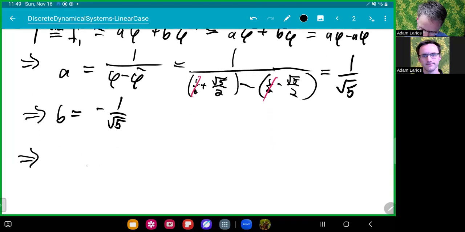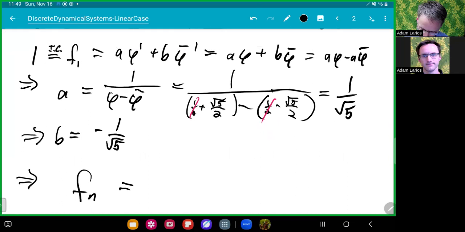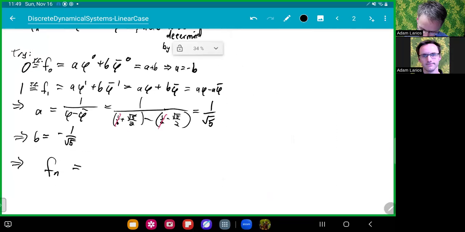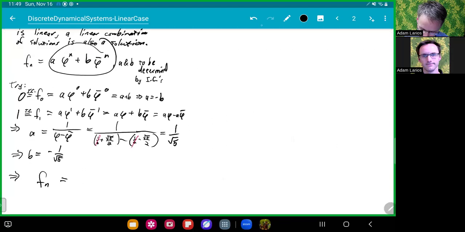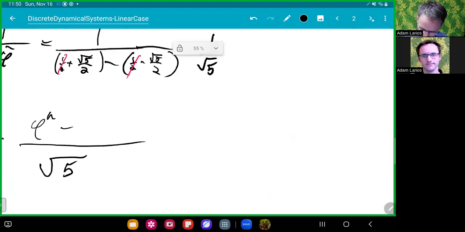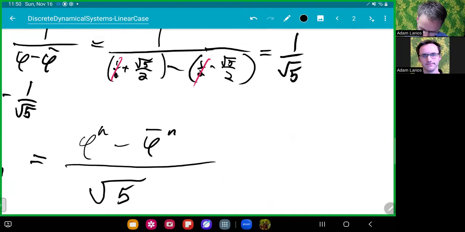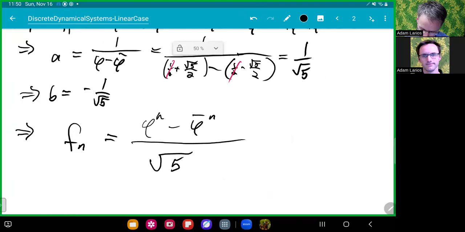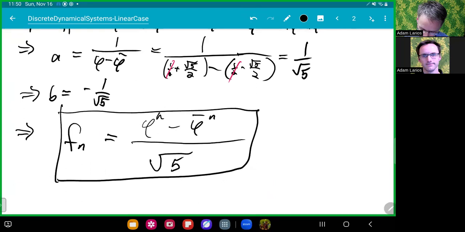And so we get a closed form for our Fibonacci sequence. Just going up here and filling in the A and B for our formula, and maybe combining these a little bit, we get a square root of 5 on the bottom, and then phi to the n minus phi bar to the n. Let's zoom in there a little bit. So this is a nice closed formula for the solution.